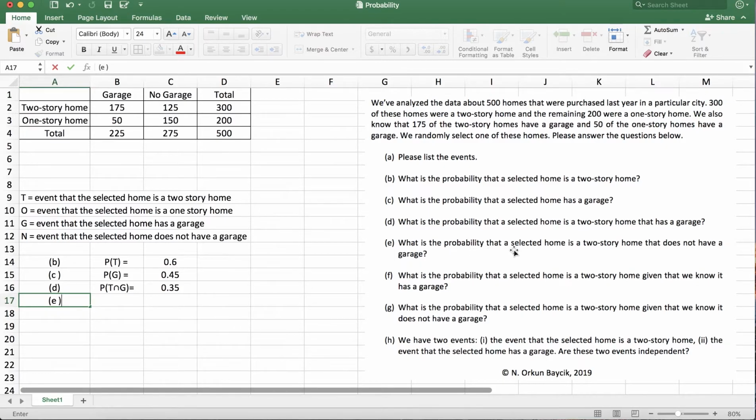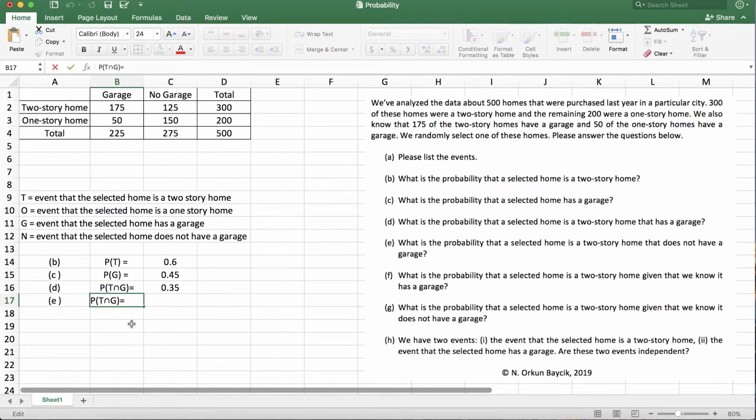Part E. What is the probability that a selected home is a two-story home that does not have a garage? How many events do I have here? So let's copy and paste this previous one because it's very similar, right? In this case, I have 2 events, the home being a two-story home, but in this case, we are looking at the homes that don't have a garage. 2 events, but this time, no garage case.